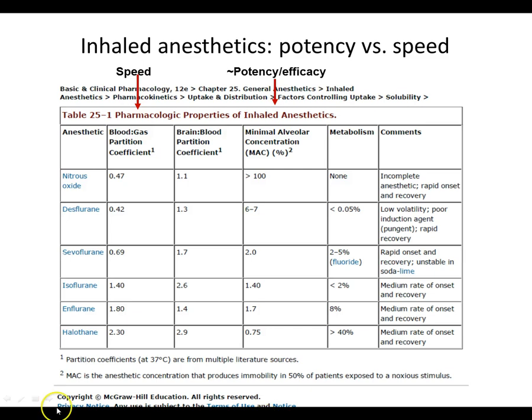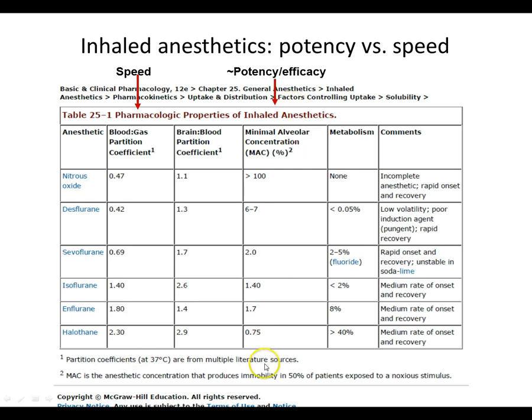So here is a table from your book that outlines the two key parameters that we've just been talking about. The blood gas partition coefficient in this first column defines the speed at which the inhaled anesthetics get to the brain and start inducing anesthesia. So nitrous oxide, desflurane, and sevoflurane are going to be very fast because they have low solubility. On the other hand, halothane has the highest solubility and would be the slowest.